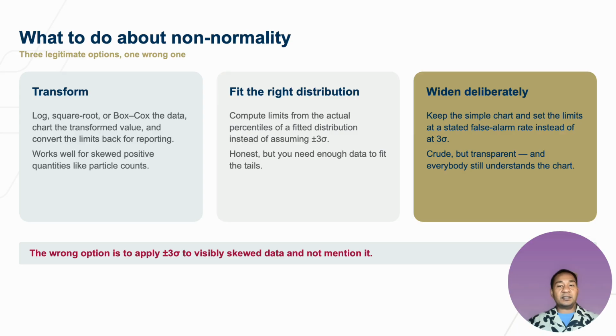The catch is that you need a lot of data to pin down the tails, which is exactly where you need it. Widen deliberately. Keep the simple chart and set the limits to give you a stated false alarm rate rather than an optimal 3 sigma. Crude but transparent, and everybody still understands the chart. The wrong option is the fourth one: apply plus and minus 3 sigma to visibly skewed data and say nothing. This is not simplicity. That is a chart with an undocumented false alarm rate.